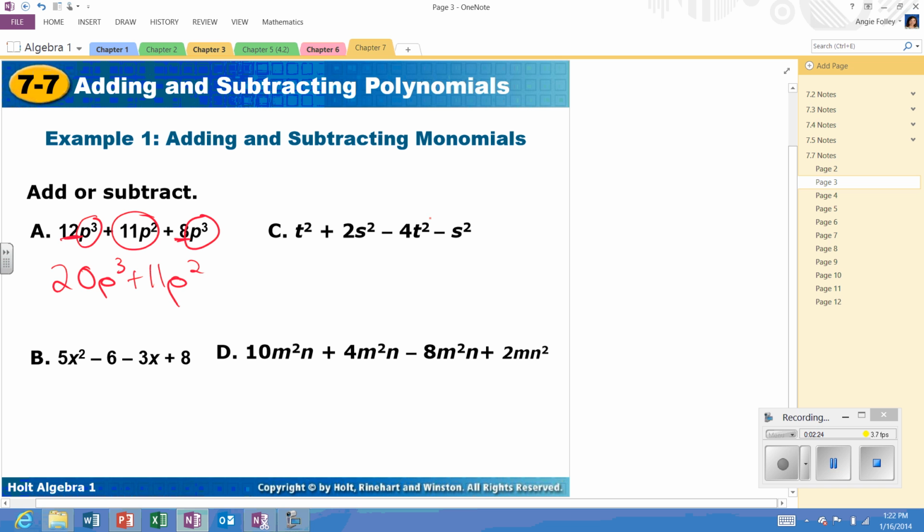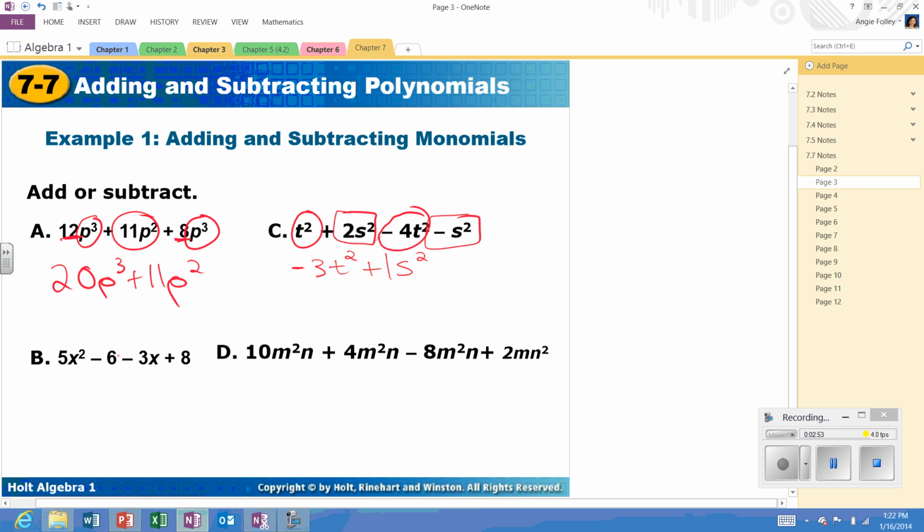On this next one, we can add the negative 4t squared and the positive t squared. So a negative 4 and a positive 1 becomes a negative 3, because it's kind of like you're taking 1 minus 4. And then these s squareds are the same. 2s squared minus an s squared becomes a positive 1s squared. We don't have to write the 1. If you want to write 1 out in front, you can.